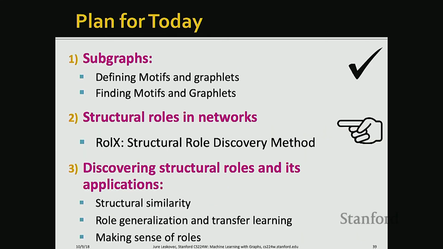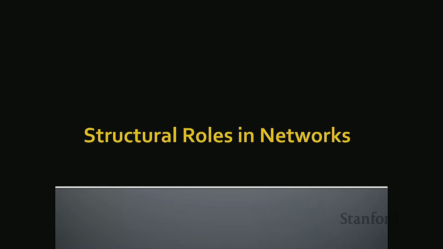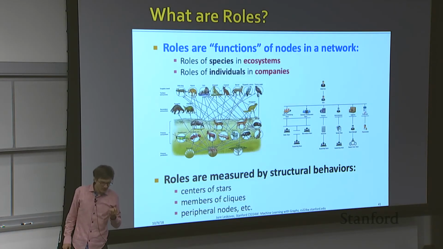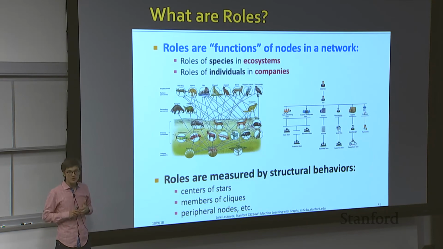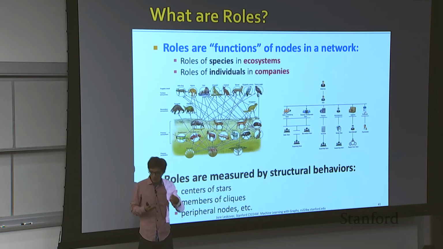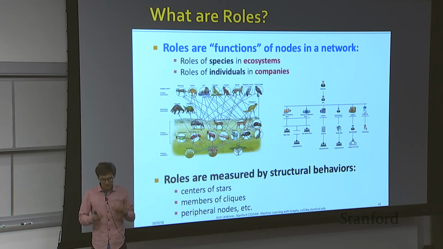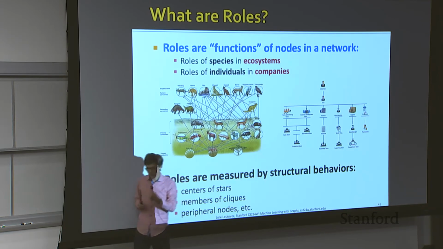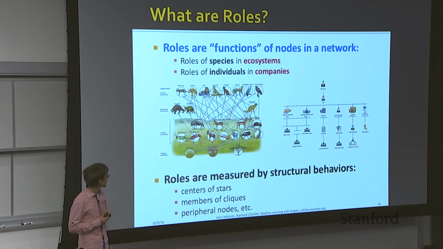Okay? Good. So now I've done the top thing, and now I want to talk about the second part of the lecture, which is this notion of structural roles in networks. The idea here is that roles you can think of as functions of nodes in a network. So what are different roles of species in the ecosystem? Or what are different roles of individuals in organizations or companies?